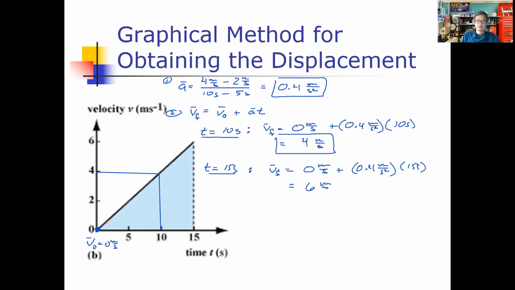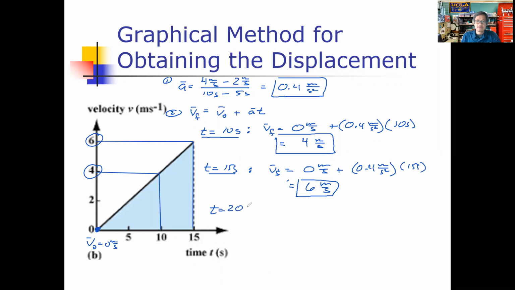If we follow the graph again, at time equal to 15 seconds, we trace our line up to the graph. Oops, sorry, not working. We trace our line up to the graph, and then we trace it over to the y-axis, and there it is, 6. So we have confirmation from the graph itself that we can find final velocities if we know the time interval.